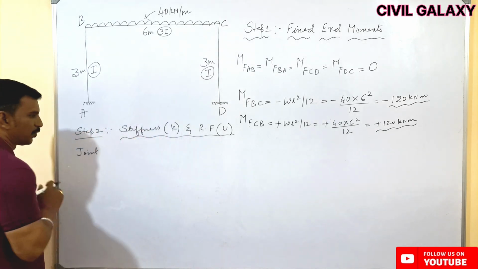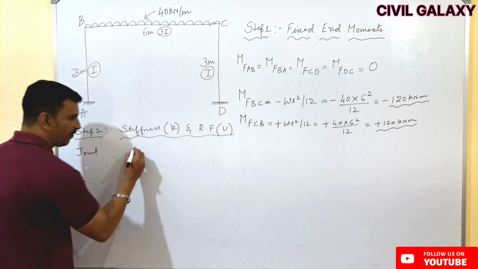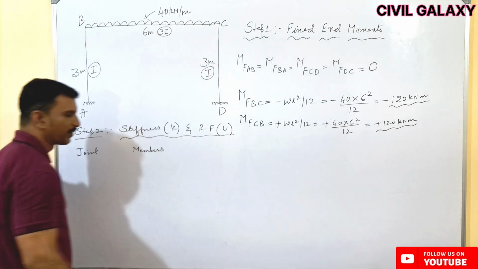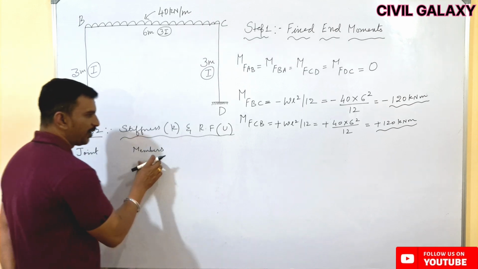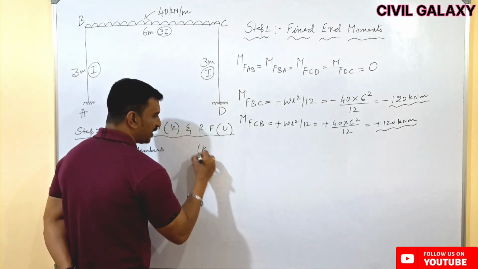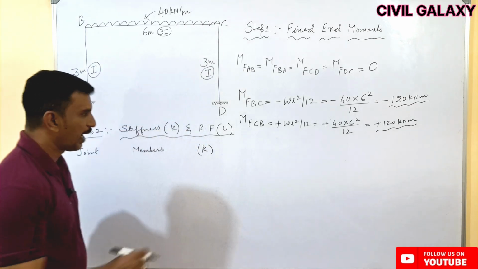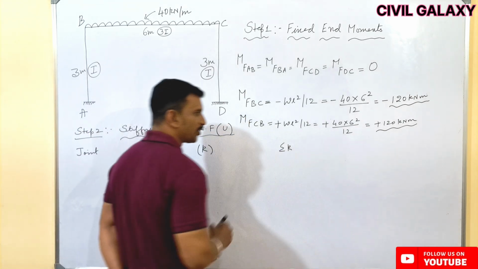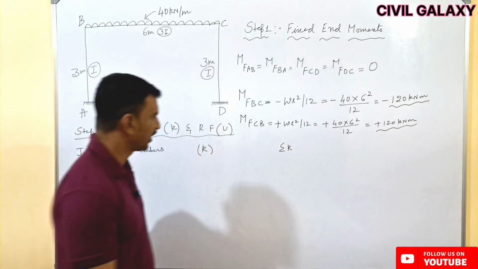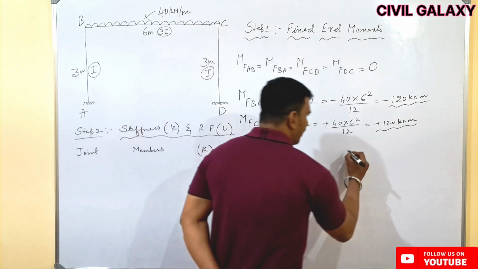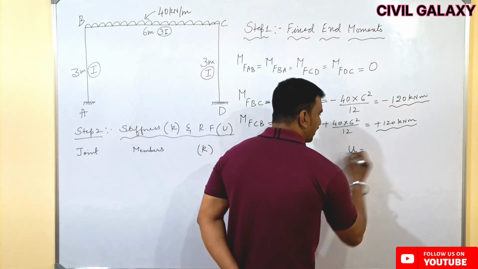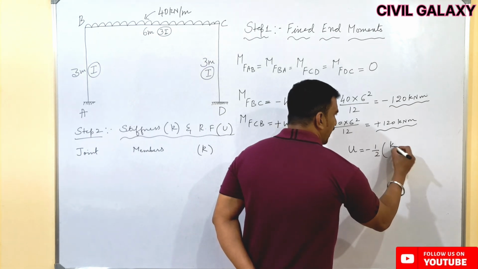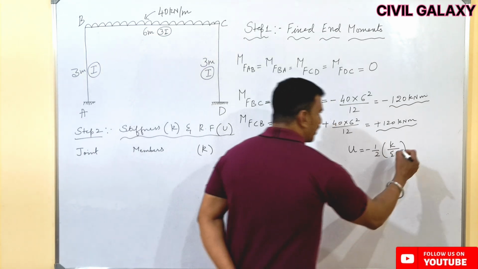First we will take the joint, and for that joint we will take the members. For each member we need to find the stiffness, which is represented by K, and the summation of the stiffness for that joint is represented by sigma K. For each member we also find the rotation factor, U, which is equal to minus half into K upon sigma K.